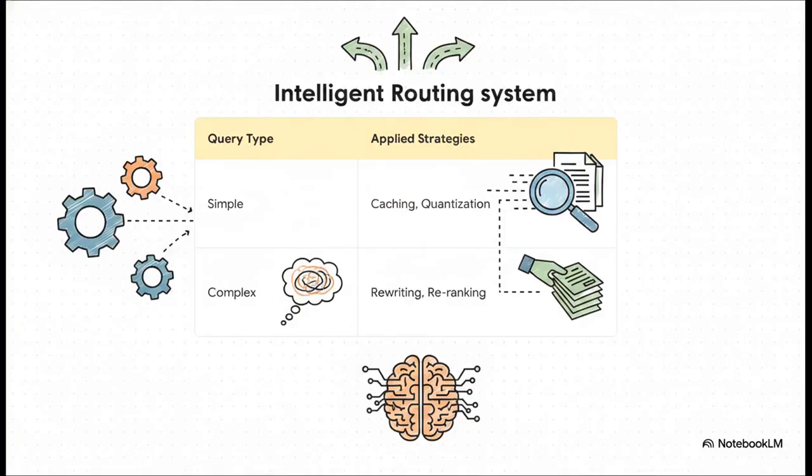Now, let's see how all of this builds into an intelligent routing system. Because the truth is, you don't always need every heavy-duty tool in the toolbox. For simple queries, the system relies on those foundational speed strategies we just covered: caching and quantization. But what happens if a user types in a really complex or maybe highly ambiguous query? That is when the system dynamically routes the request to use more advanced strategies. Things like query rewriting, which actively refines the prompt prior to retrieval to get much better results. Or re-ranking, which carefully sorts the retrieved documents to find the absolute best context before generating an answer.